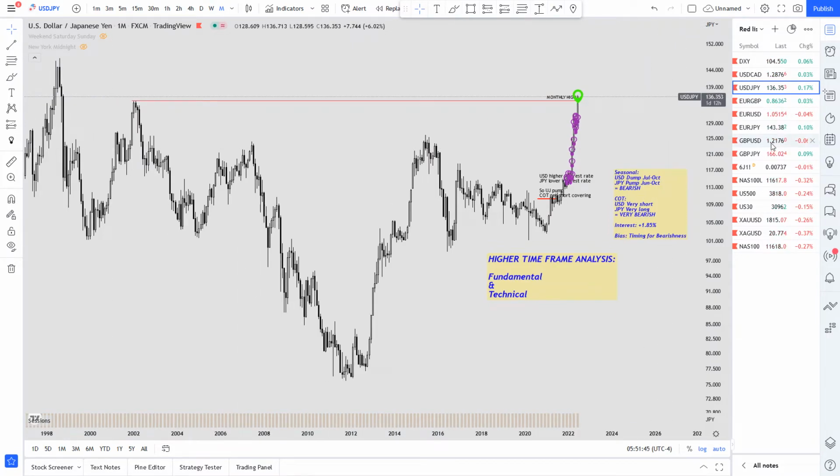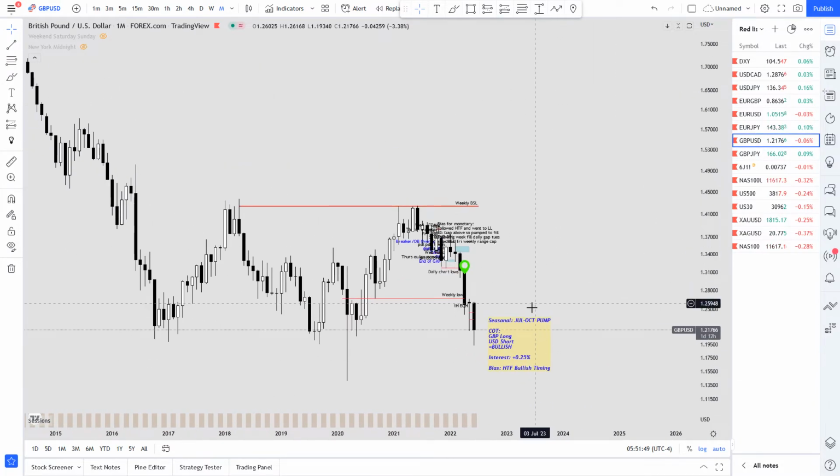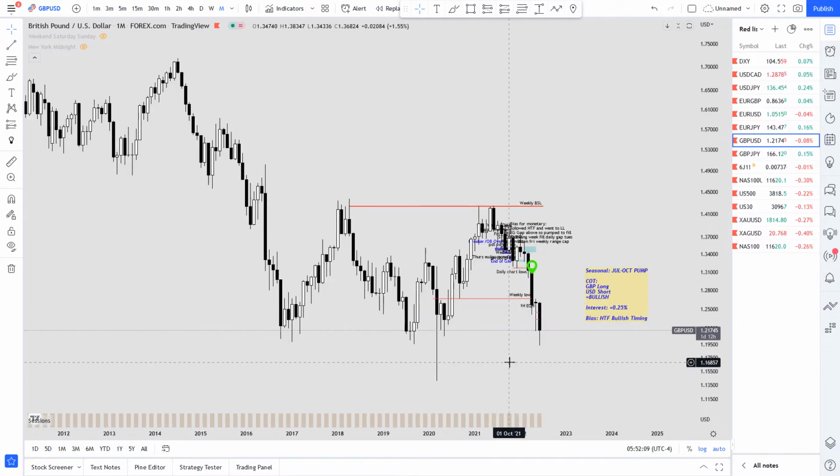And we can have a quick look at the British pound USD. With this one, our seasonals are showing some bullishness. Our commitment of traders are showing bullishness as well, and we have a positive interest rate. So this pair, the British pound USD, is showing a very strong likelihood of being bullish in the higher time frame. So this was a very brief coverage of the higher time frame concepts we can use.